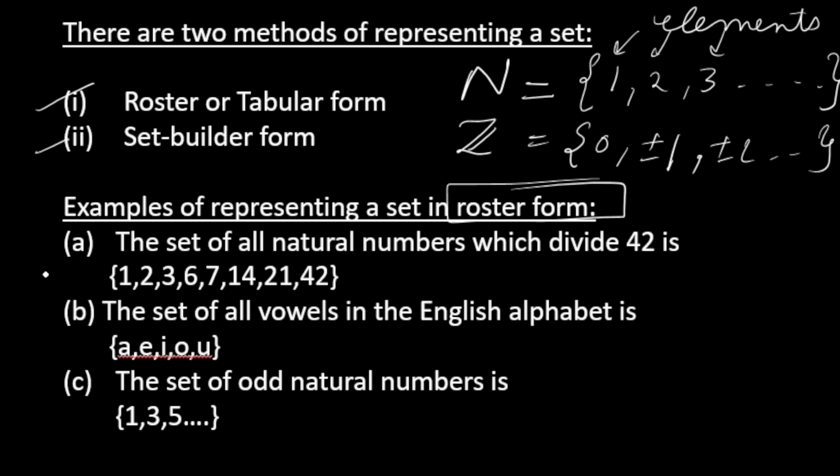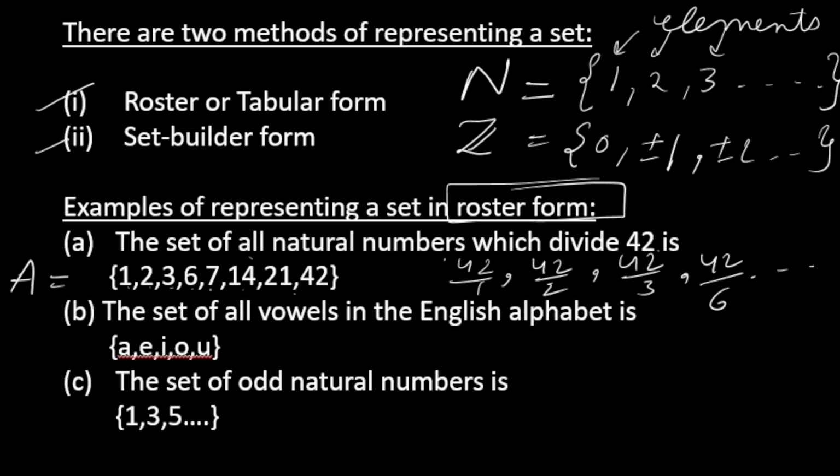So let's see the first one, the set of all natural numbers which divide 42. So all the natural numbers which divide 42, let's say this set is A. Its elements I have written: 1, 2, 3, 6, 7, 14, 21 and 42, because we know 1 divides 42, then 2 divides 42, 3 divides 42, 6 divides 42, and 42 divides 42. So that's why all these natural numbers divide 42.